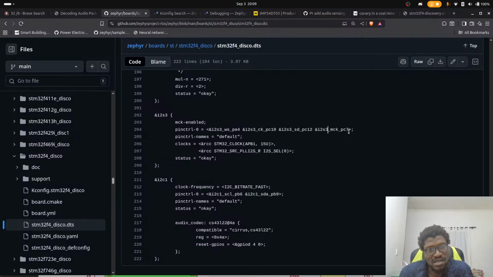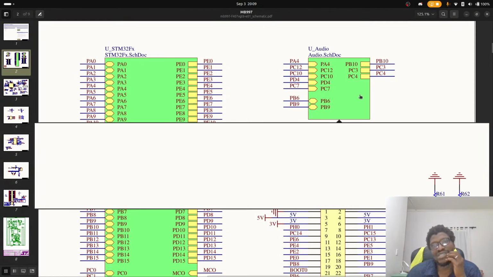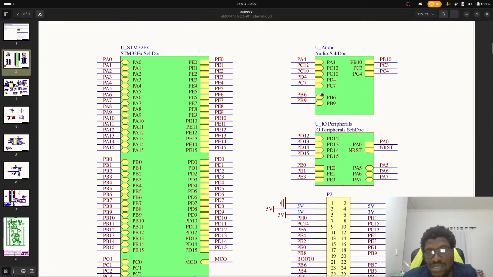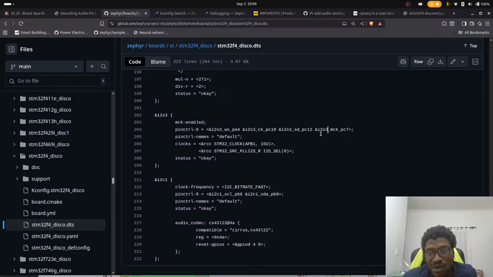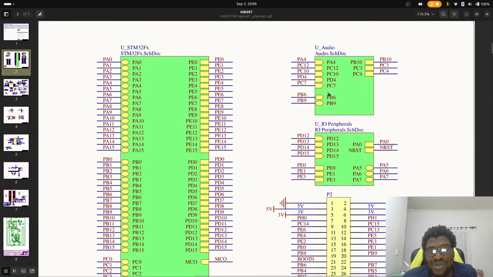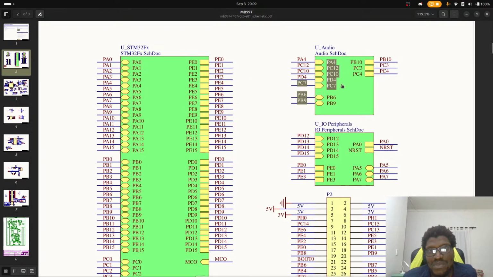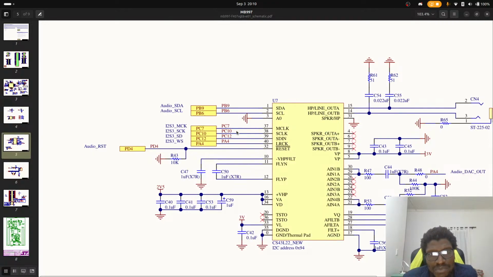And PC7 is there. But what I need to discover is, what does this audio codec do with PD4? Which one is missing? PD4 is missing here. I want to see, where does PD4 go? Yeah, let's go to, I think here. PD4 goes to audio reset. So it's just a reset pin and it's not being used.